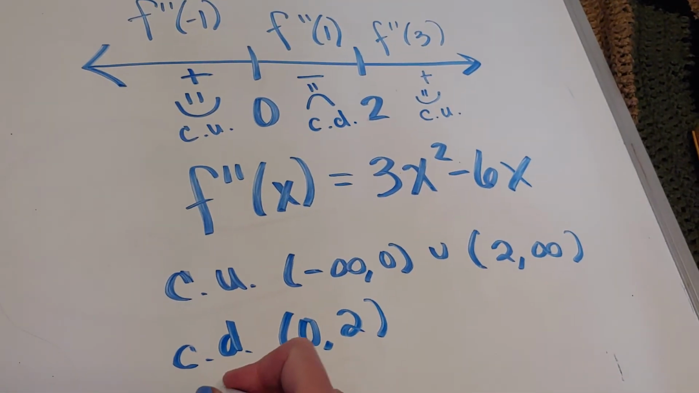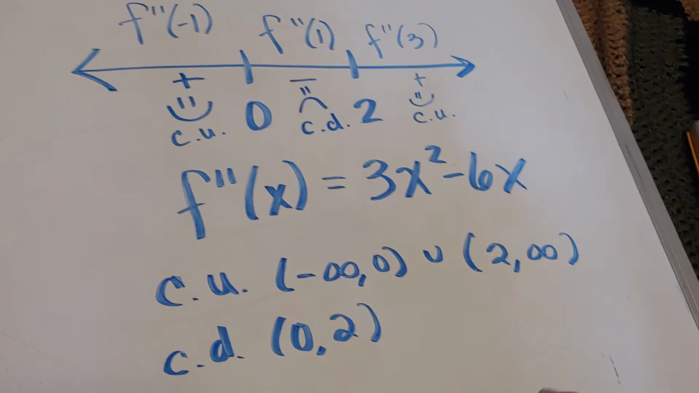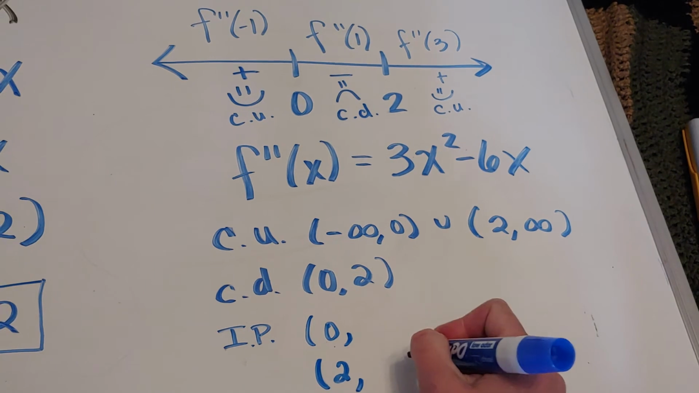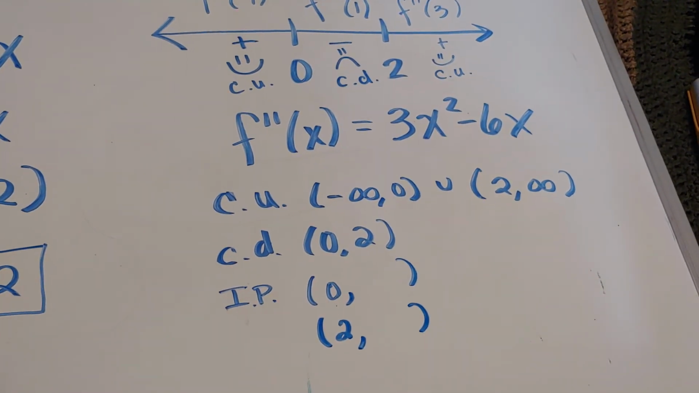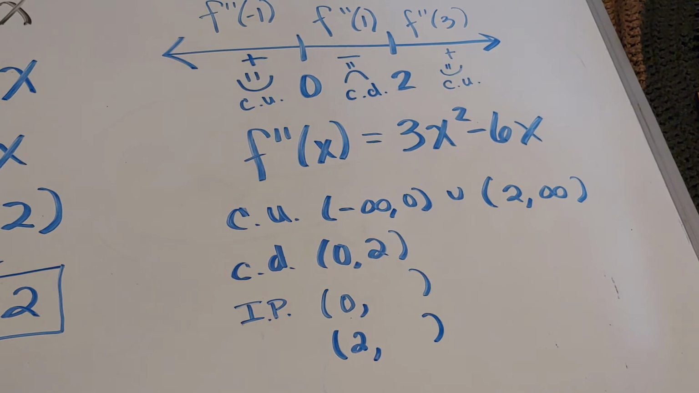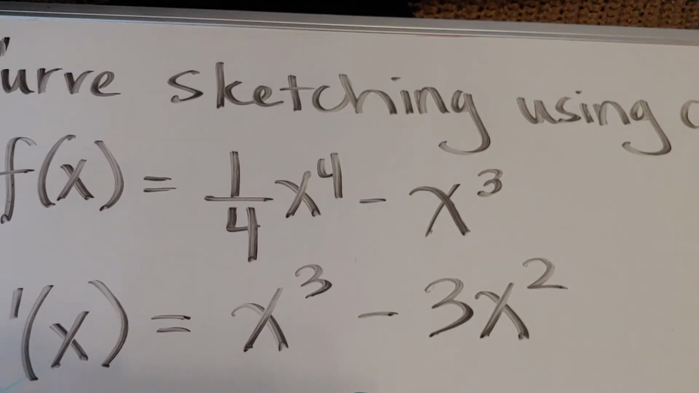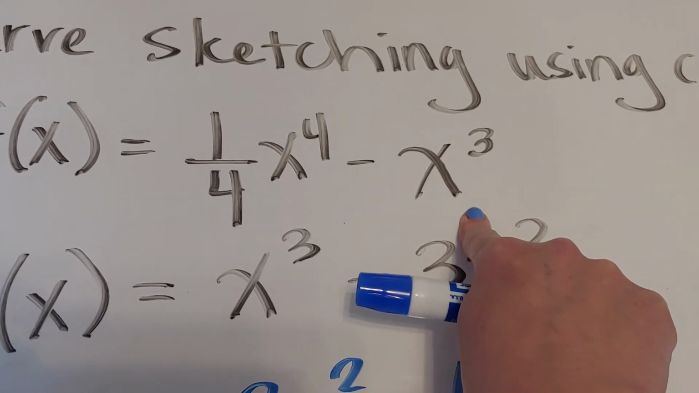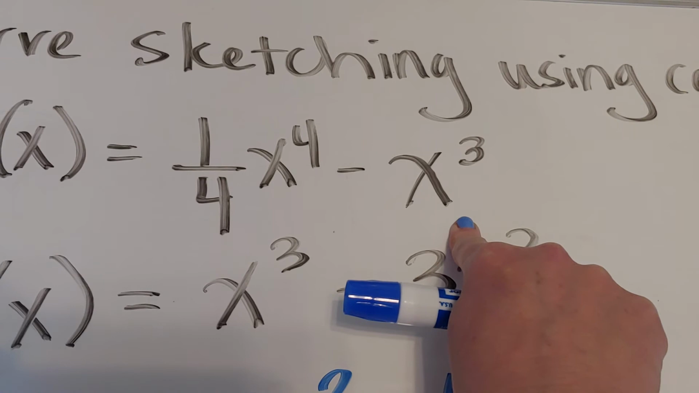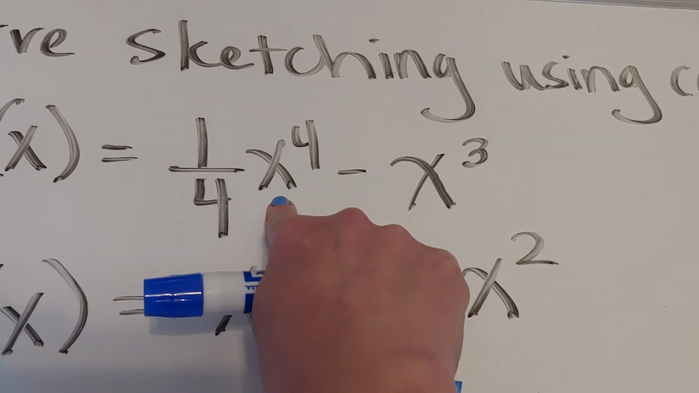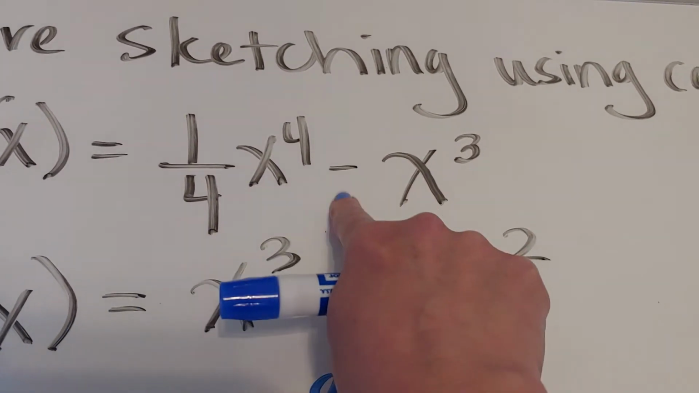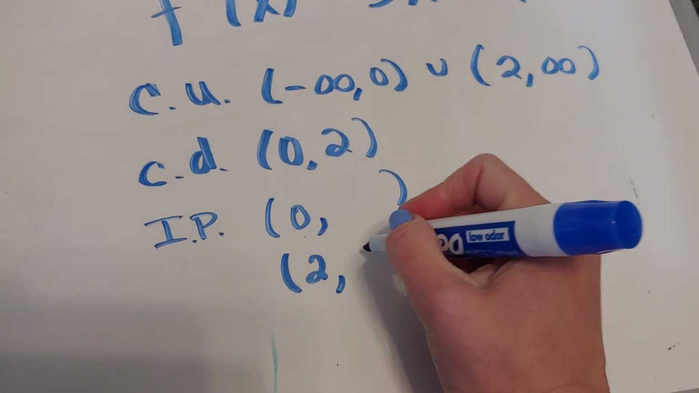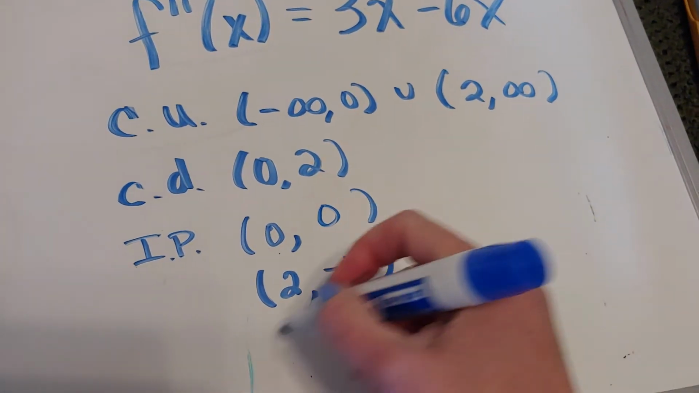And last but not least, my 2 points that are inflection points are happening at 0 and at 2, but I've got to figure out the y values at that spot. So I have to go back to my original function. And the good news is when I plug in 0, I just get out 0. The slightly bad news is that when I plug in 2, I get 16/4, which is 4, minus 8. So 4 minus 8 is -4. So I believe that's what I'm going to get.